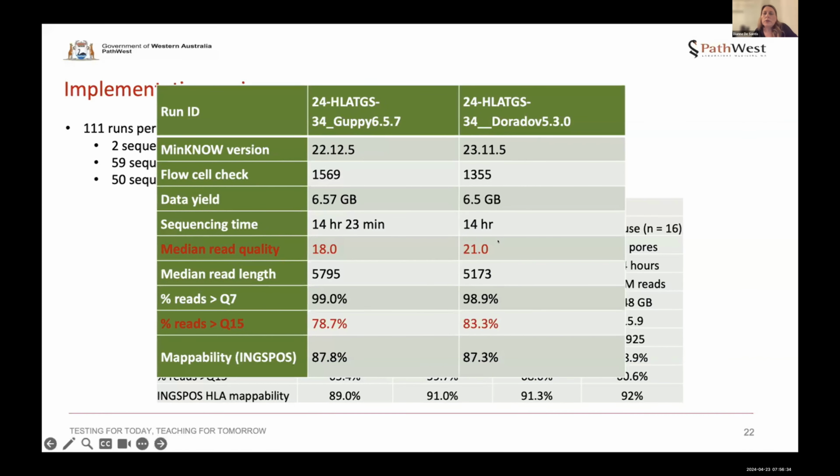And with the new Dorado base calling software, we saw an improvement in read quality. Read lengths were similar, and so was the percentage of reads greater than Q15. So we actually saw higher quality data with the new Dorado base calling software. And that was probably due to the ability to do duplex sequencing with this software.